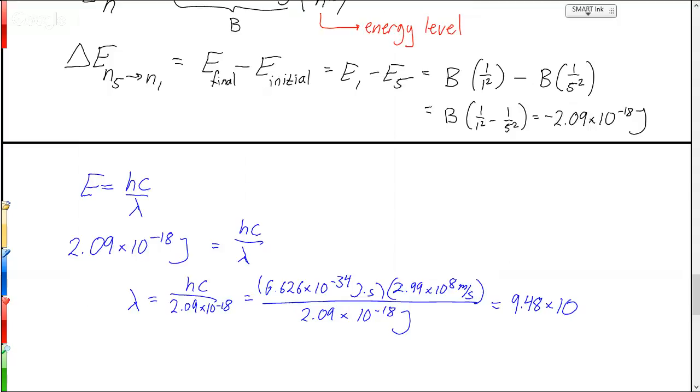Try that again. Minus 34 plus 8 is going to be minus 26, right? And 10 to the minus 26 divided by 10 to the minus 18 is minus 26 plus 18, which is going to be minus 8. So that's 10 to the minus 8 meters. Is that right? Somebody check that? Okay.